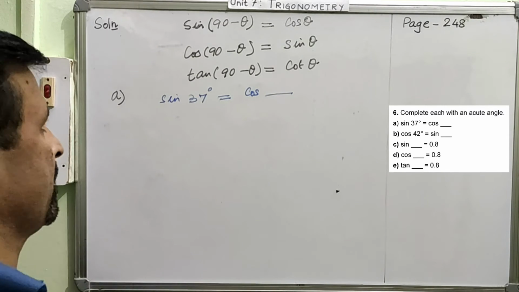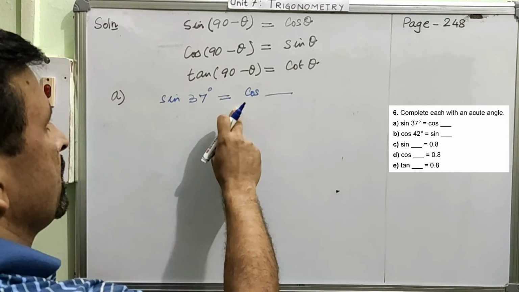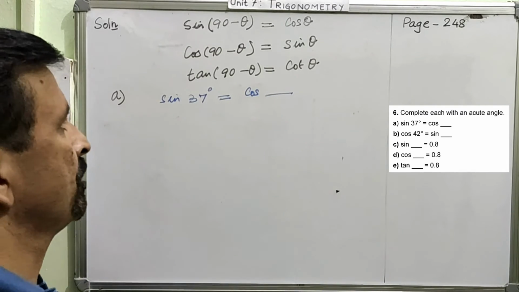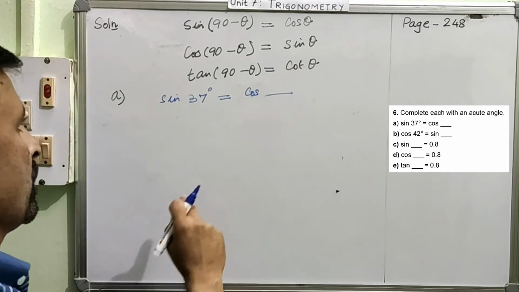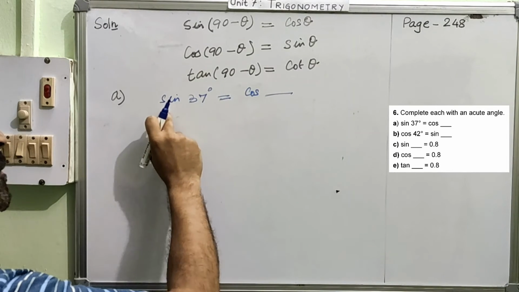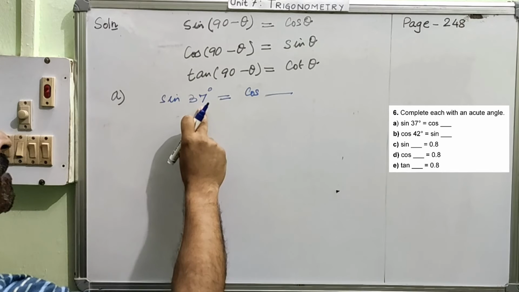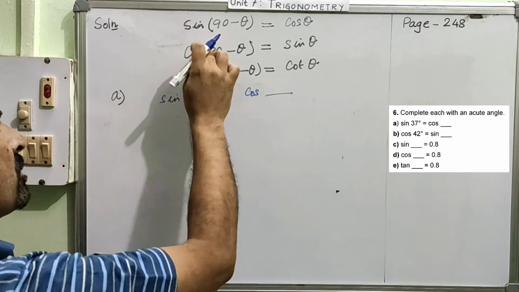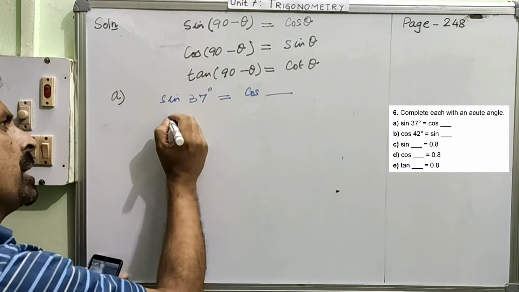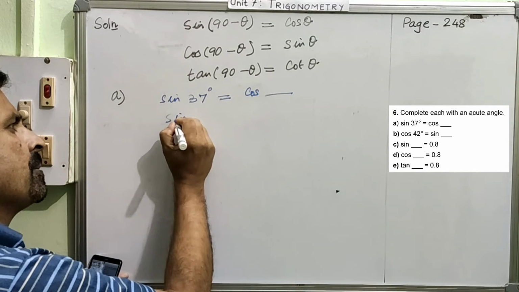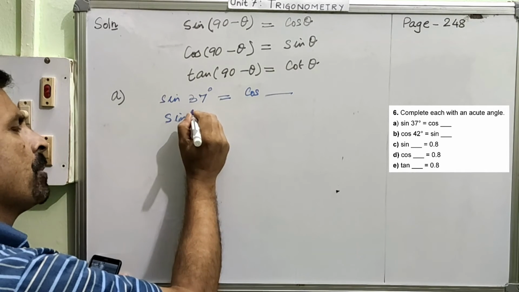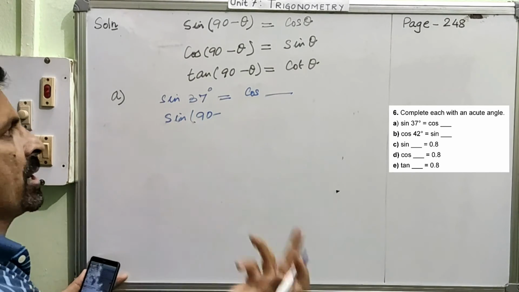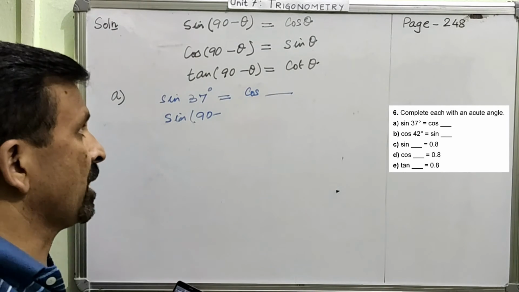So first of all, I will show you the calculation of this. Sine 37 is equal to cos what? Now you can see here the sine has changed into cos, isn't it? So how can we change this into this? First of all, I will rewrite the same angle in a different way. I will write sine of 90 minus how much you will subtract so that you get 37. Now you have to think.